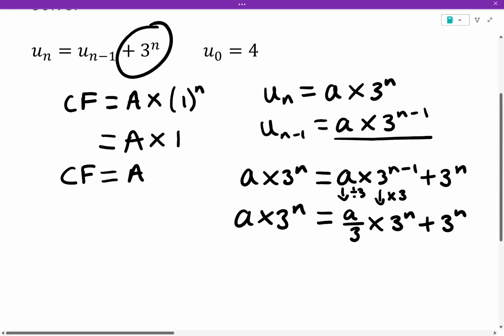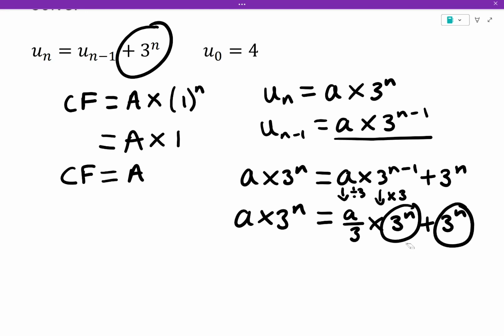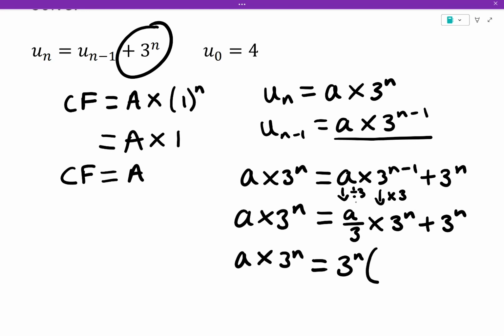Now, one major difference between my left-hand side and my right-hand side is that on the left-hand side, the base of 3 only appears once, whereas on my right-hand side, we've got it twice. So I want to rewrite the right-hand side so it only appears once. I'm going to factorize out the 3 to the power of n. So I have 3 to the power of n multiplied by a over 3. And for my other term, I've just got one lot of 3 to the power of n there, so it's going to be a plus 1 like that.